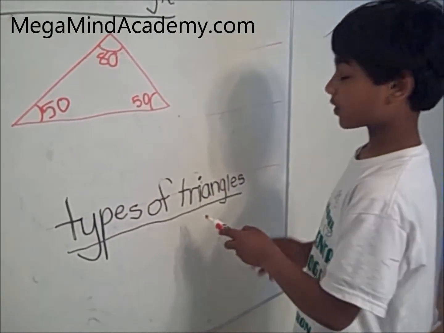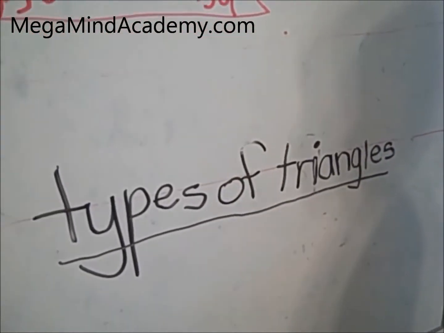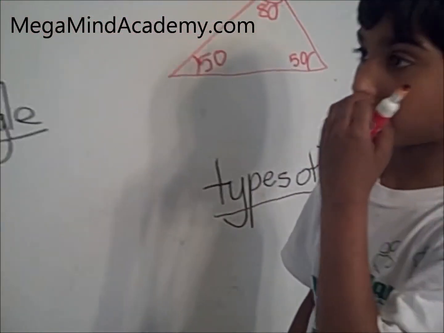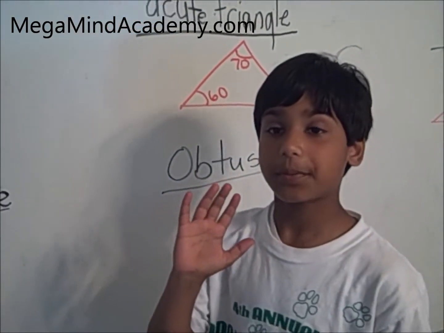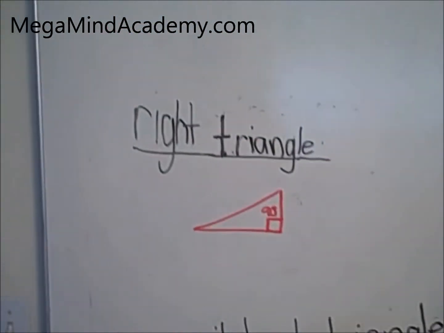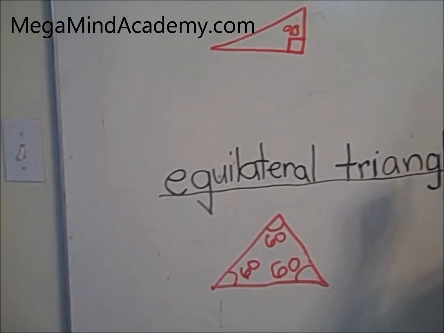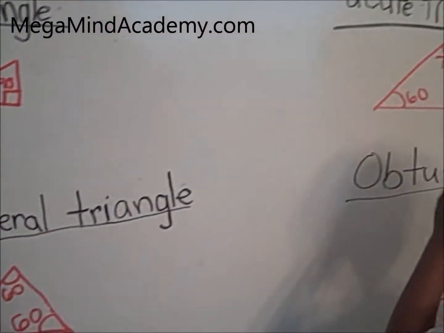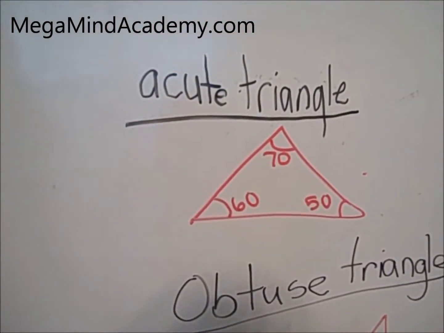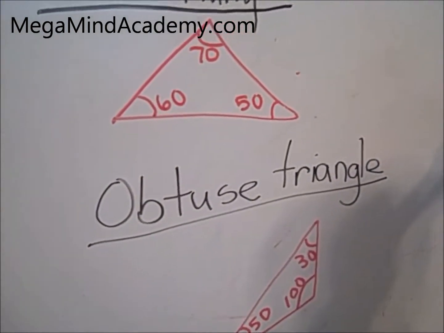Learning about types of triangles. There are 5 different types of triangles: right angle triangle, equilateral triangle, acute triangle, obtuse triangle, and isosceles triangle.